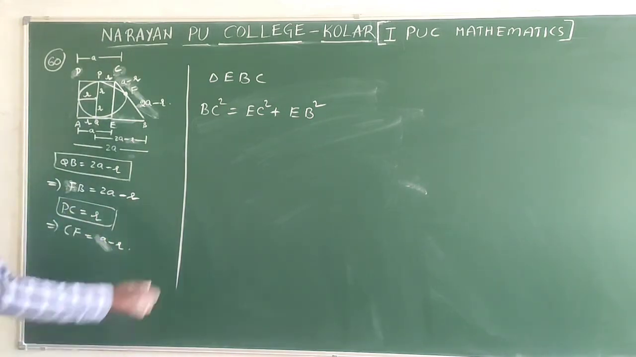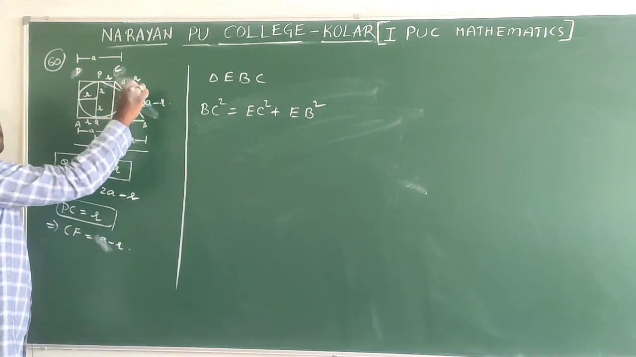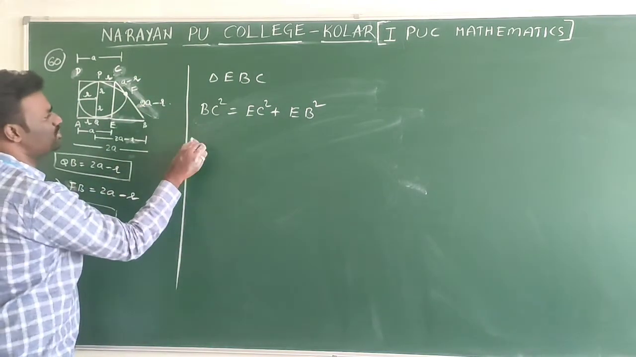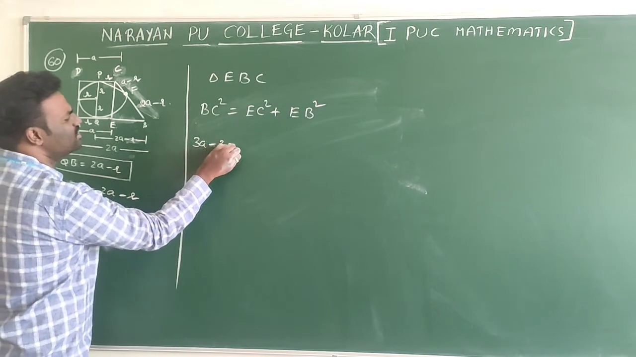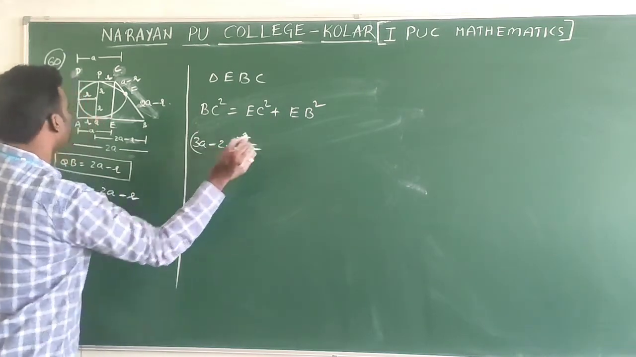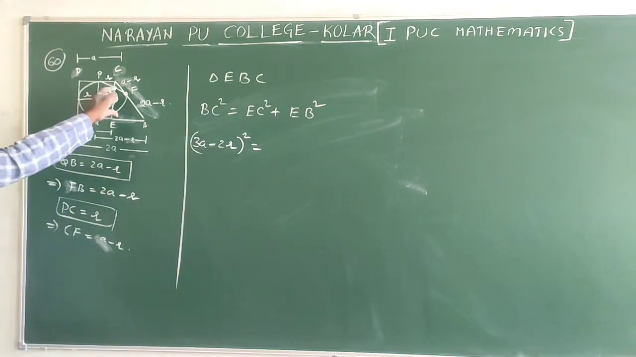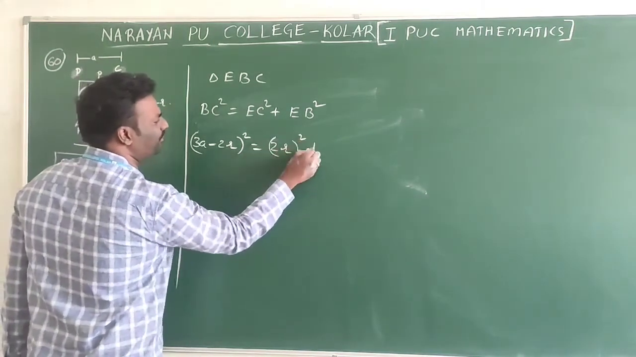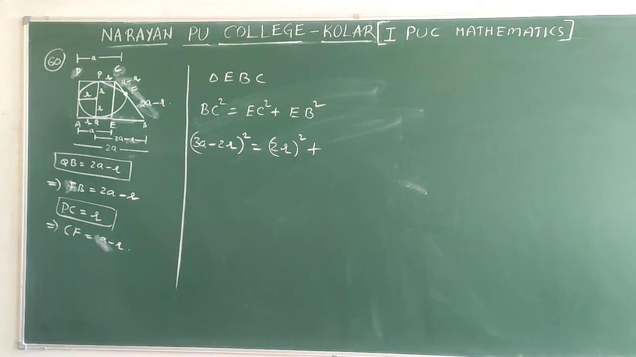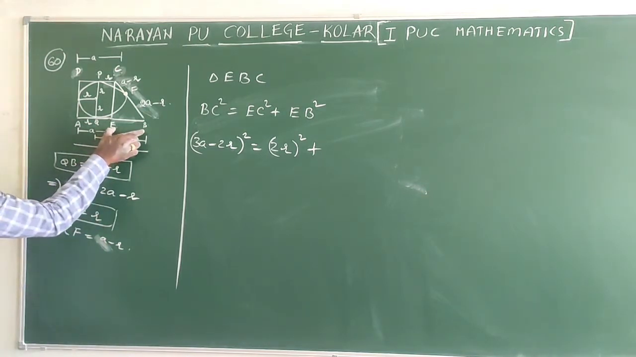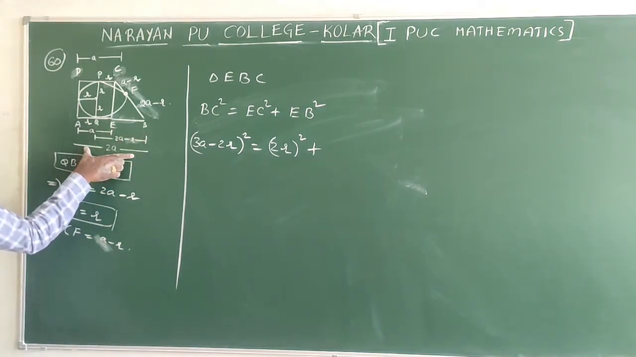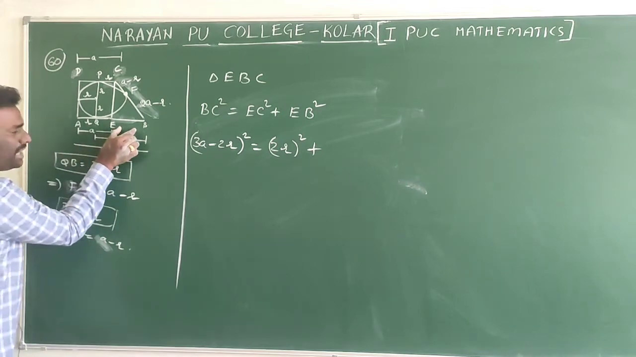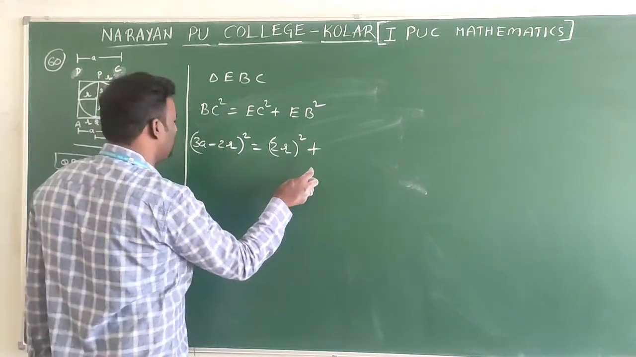Okay. Now BC means the sum of these two sides, so you can write 3a minus 2r. And EC is nothing but the length of the diameter, that is 2r whole square. Next, EB means this part. This total is 2A and this part is A, so the remaining part is 2A minus A, that is A only.